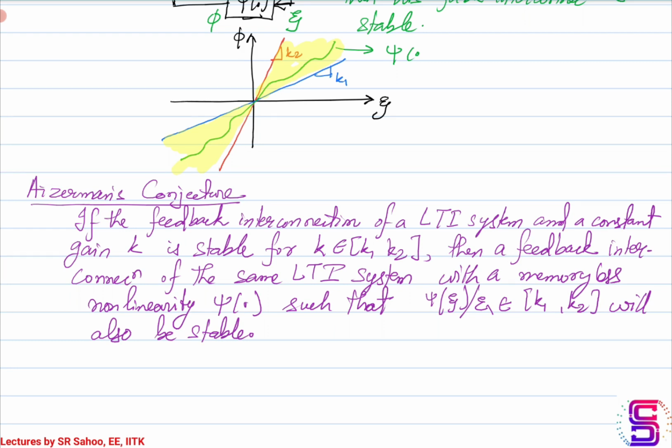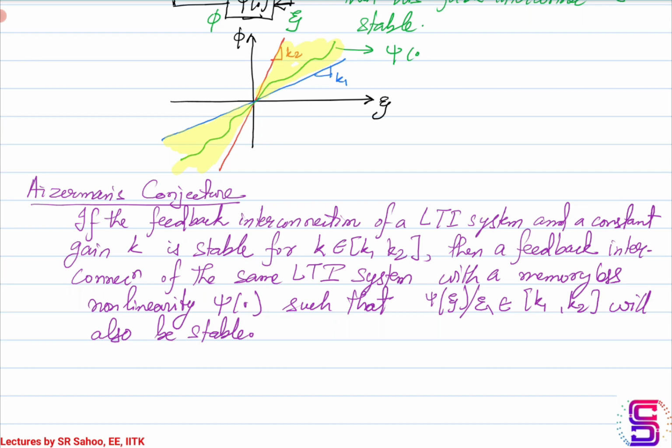a nonlinear system that can be represented as a feedback interconnection between an LTI system and a memoryless nonlinearity, then you just have to find the range of the gains over which the linear feedback interconnection system would be stable, and that range will also work for this memoryless nonlinearity, provided this memoryless nonlinearity is lying in the sector that you have found out.